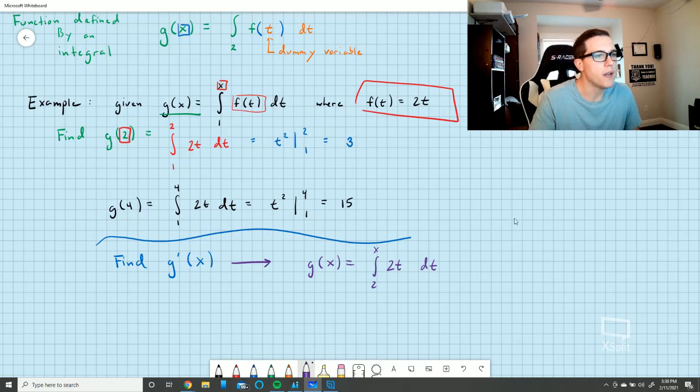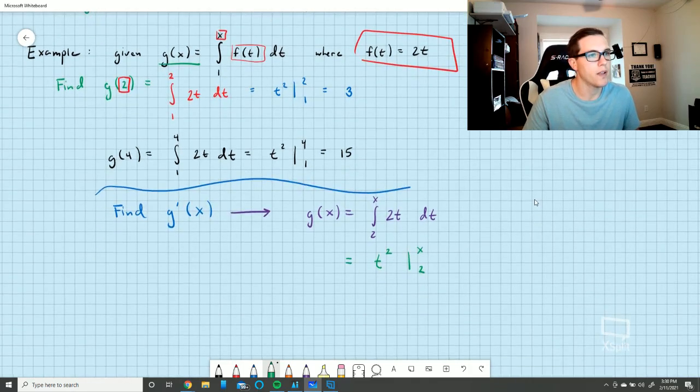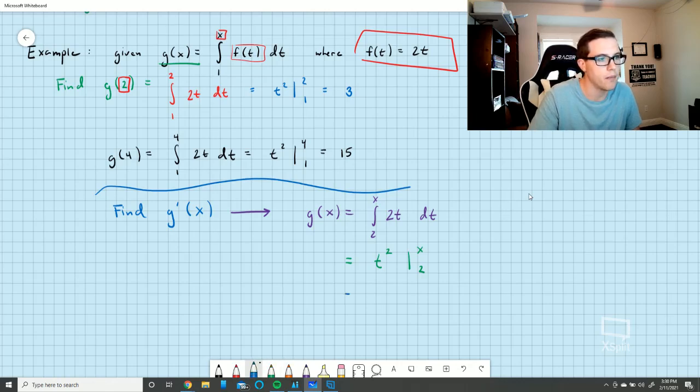We're going to keep it as x this time, and we're going to go through the problem treating the bound as x still. Watch. I'm going to take the antiderivative with the bounds x and 2. I am going to plug in the top bound minus plug in the bottom bound, which is x squared minus 4. And then I'm going to answer the question: what's the derivative? We'll just take the derivative of that.